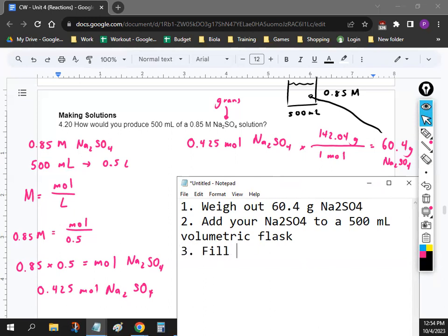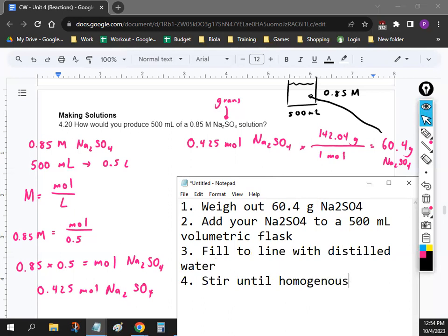Next, you're going to fill to the line with water or distilled water. So basically, what you're telling them is, hey, you want to add your solid into your volumetric flask, and then you're going to fill it to the line with water. That's step 3. And step 4 is very simple. You just stir until it's homogeneous. So whenever the AP test asks you to write a procedure for making a solution, these are the steps that you want to follow.